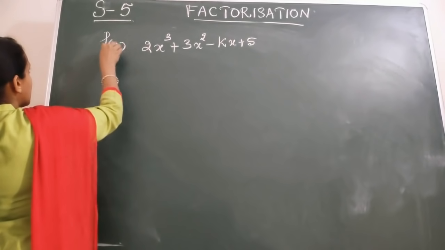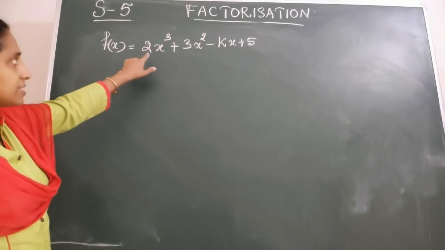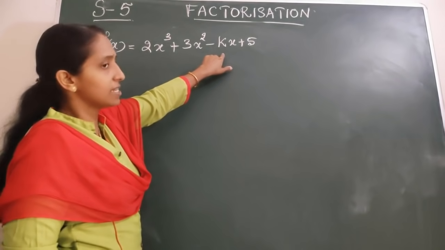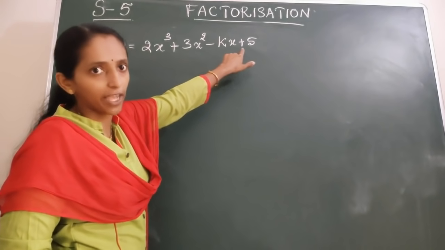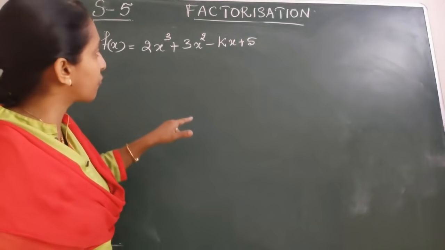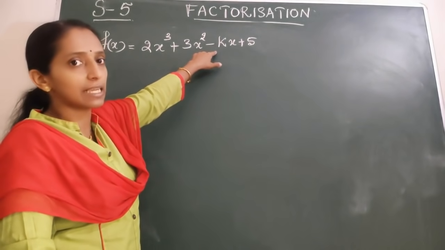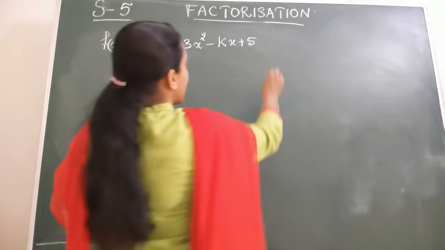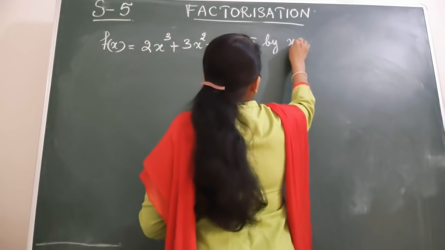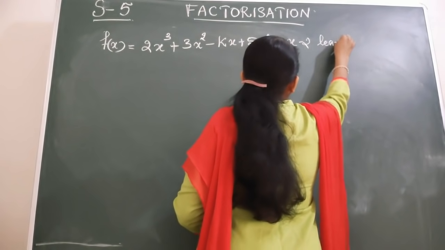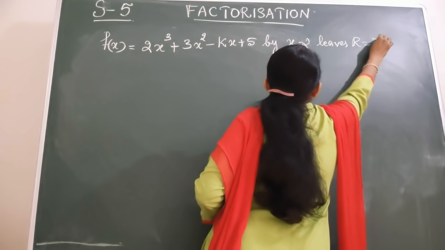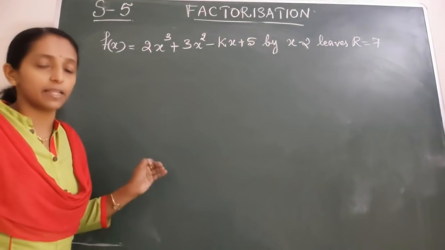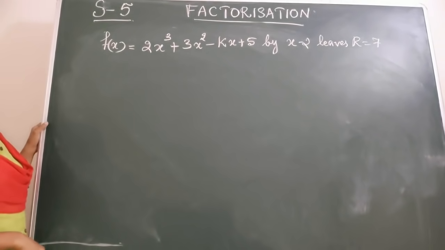So the polynomial we will indicate as f of x. f of x is given as 2x cube plus 3x square minus kx plus 5. So find the value of k. There is an unknown quantity k given, so for that one more condition is given. When it is divided by x minus 2, it leaves the remainder 7. That's the question given.